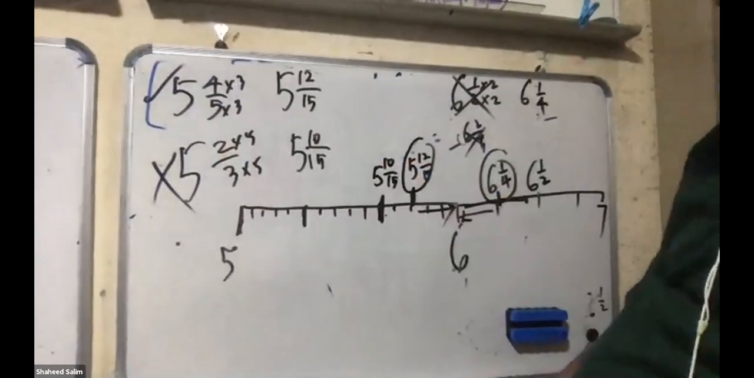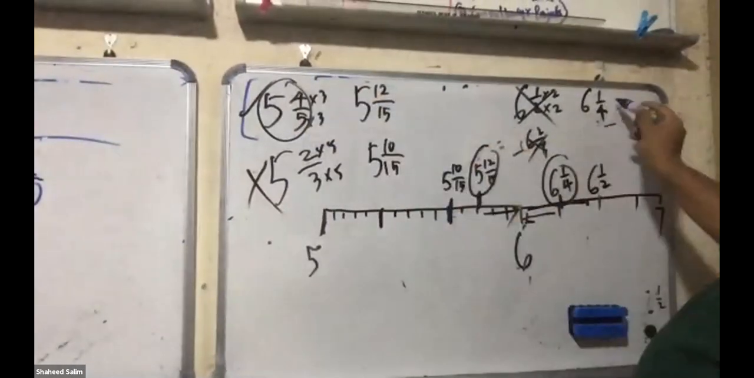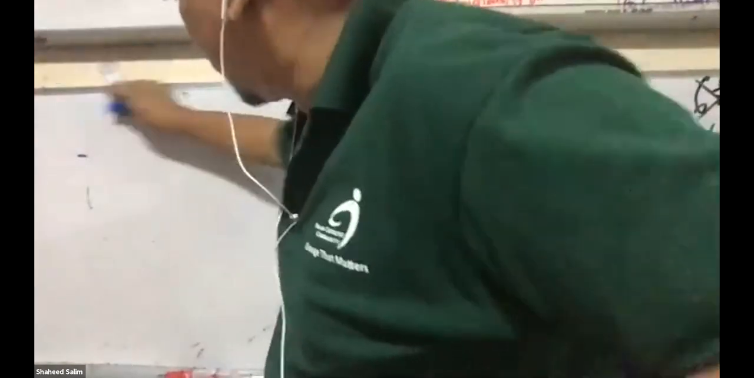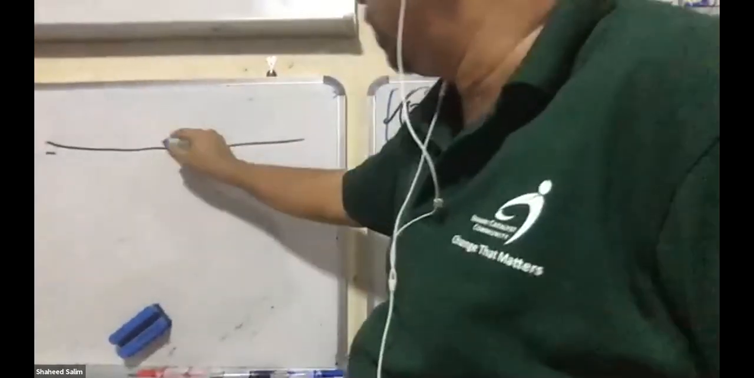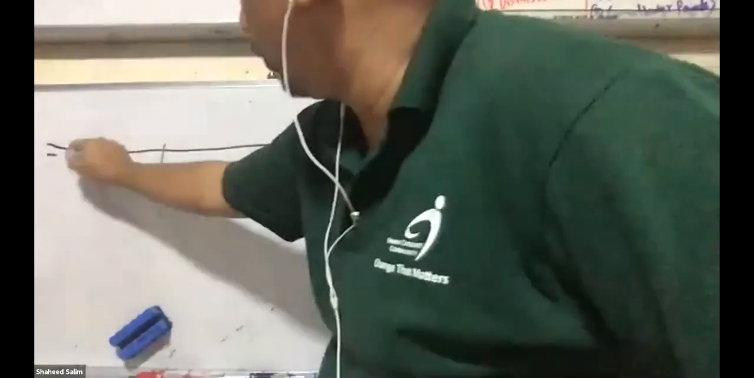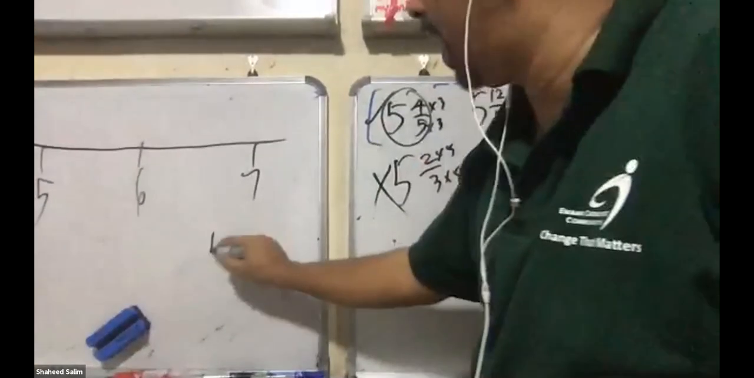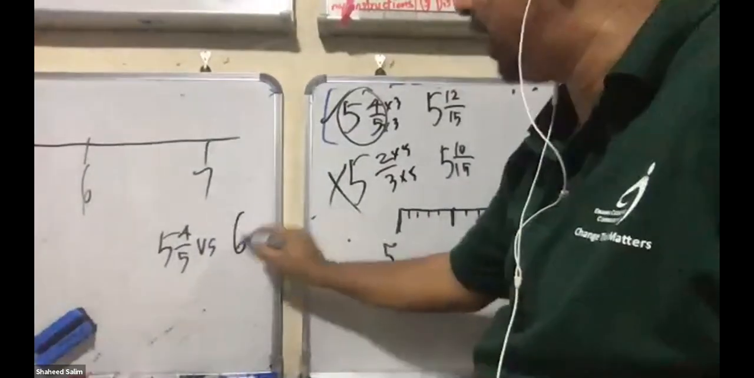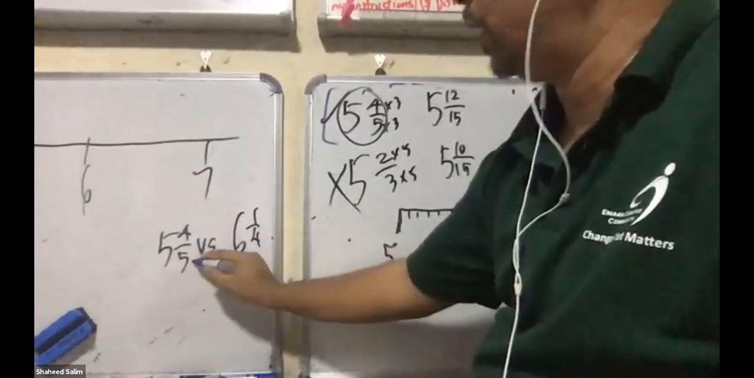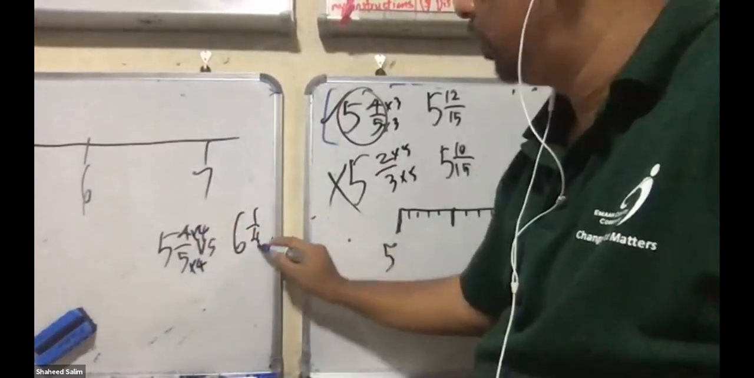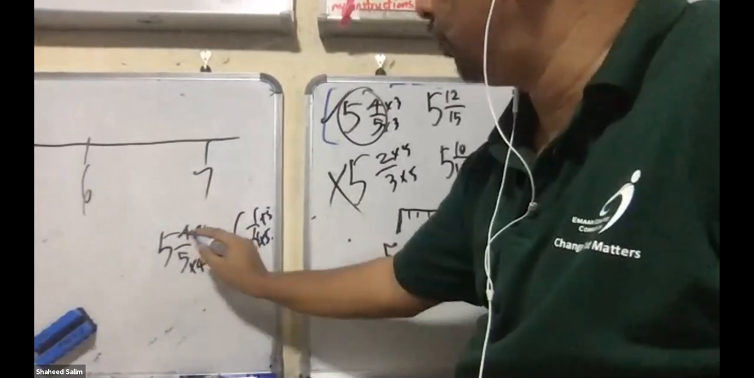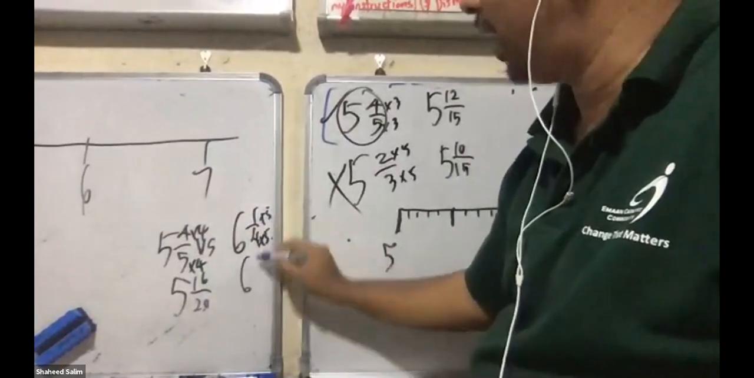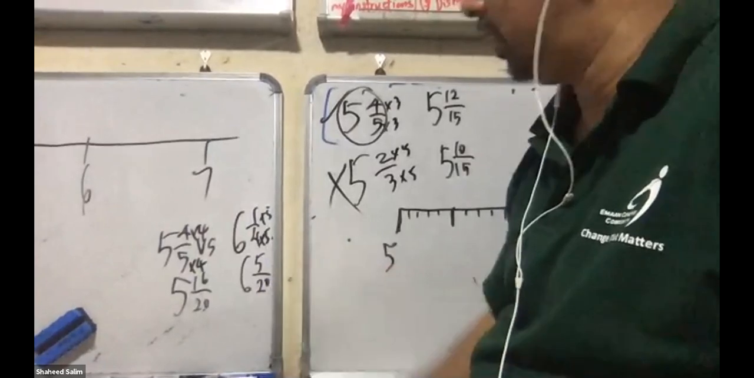Which one is it? 5 4/5 versus 6 1/4. We compare 2 by 2. We don't need to compare all 4. We do the same thing again. We draw the line. We put 6 here, 7 here, 5 here. Now 5 4/5 versus 6 1/4, this is challenging. 5 4/5, you can make 20: times 4 on top and bottom. 4 times 4 is 16, so 16/20. This one times 5, 6 5/20.